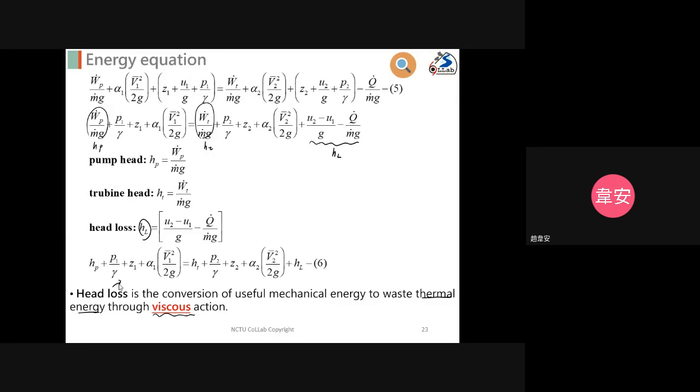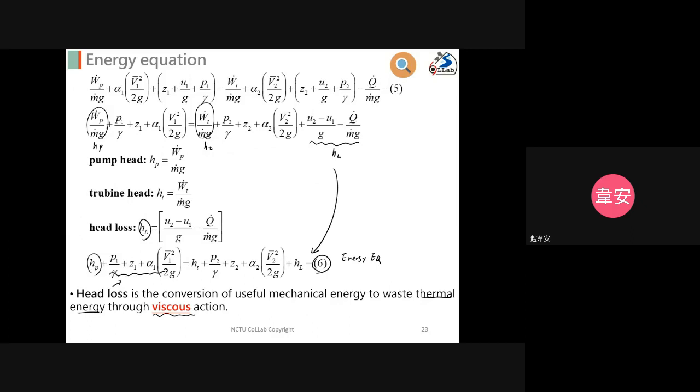So for the fluid problem, all of the frictional properties are related to the viscosity effect. So actually, the energy is converted to thermal energy through the viscous actions. So we can also summarize our final equation 6. This is our energy equation for this chapter.